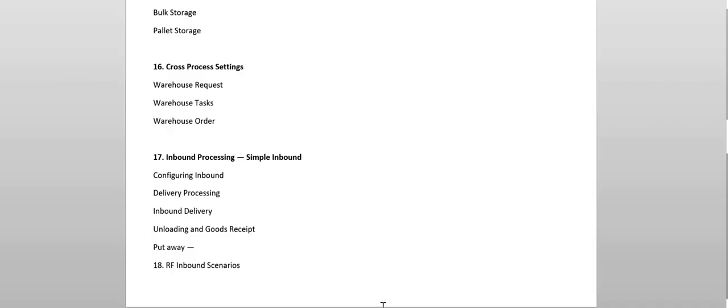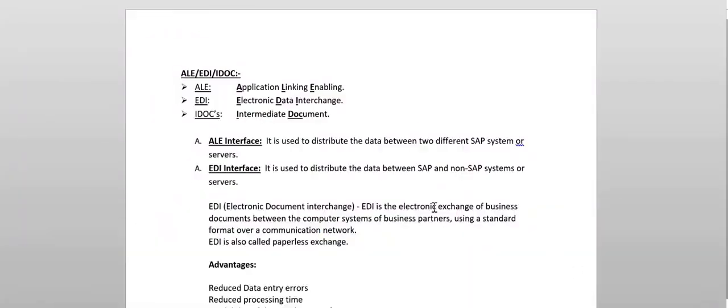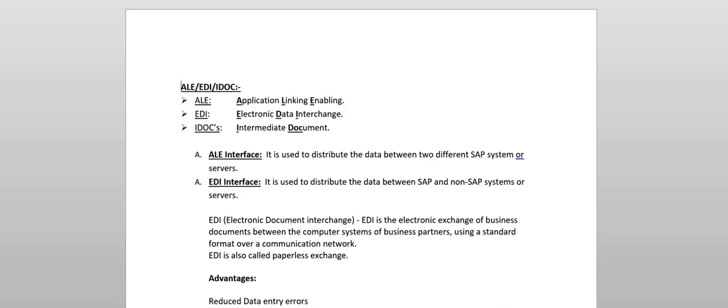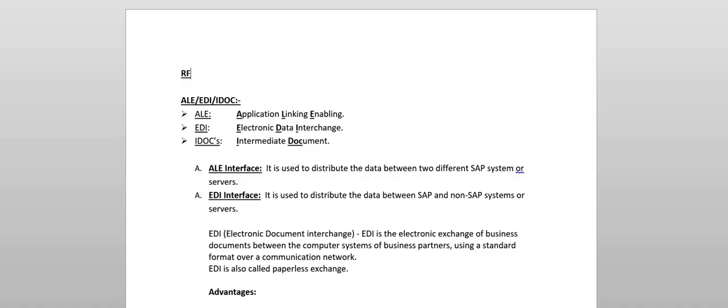and cross applications. On the technical side, we call them cross applications, like RFC. Then we have application link enabling, then electronic data interchange, then IDoc, intermediate documents. There were some drawbacks with RFC before. That's why BAPI came into the picture, or the more advanced electronic data interchange, because here every record goes in a highly encrypted form when we transfer the data between two systems.